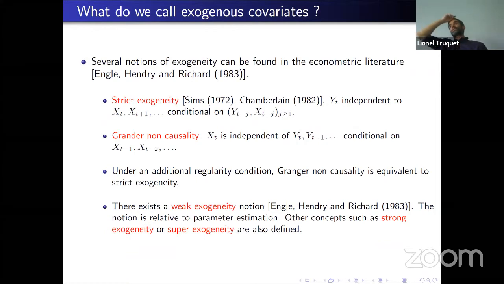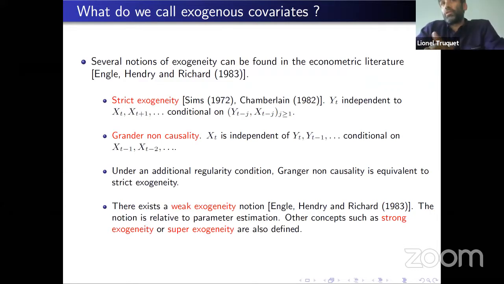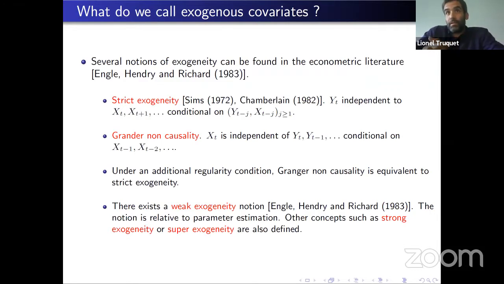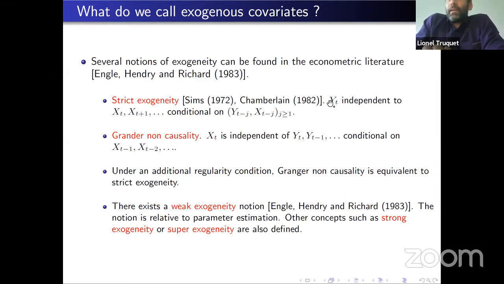So the next question is, what do we call exogenous covariates here? You have many notions of exogeneity in the econometric literature. It's not so easy to have a complete overview of all of them, and in particular of the various links between them. So I will mainly focus on something called strict exogeneity, which was discussed in the previous talk by Eric Renault. I suppose that YT, the outcome at time t, will be independent of the future of the covariate, the present value, conditional on the past values of both series.